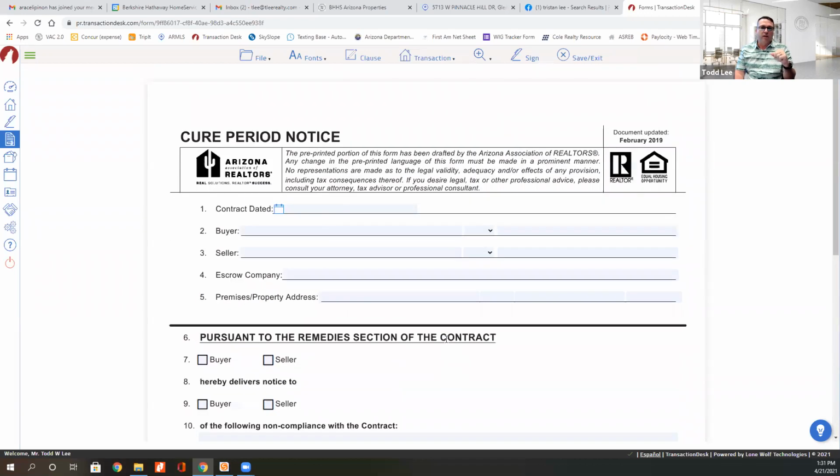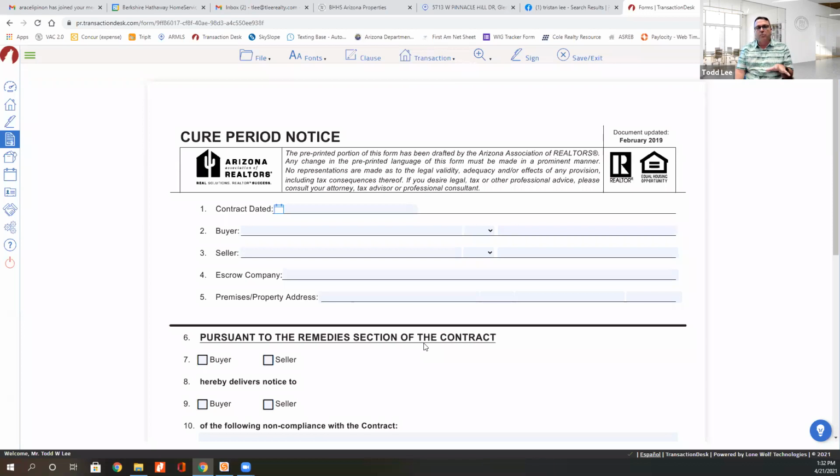So really, it's a cure notice. It's just telling the other party you're in violation of the purchase contract. You need to get back in compliance, and you have 3 days to do so. If you don't, it gives the breached party, the one that is breached against, the authority to then cancel and get out of the contract. It doesn't mean that they will; it gives them the option.